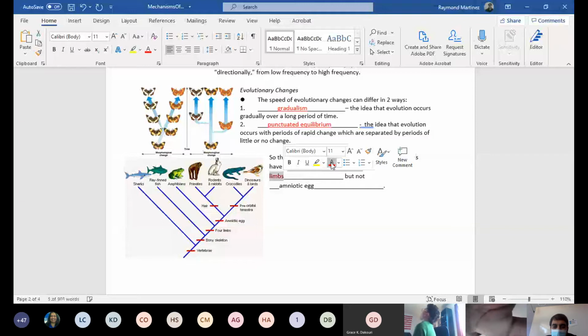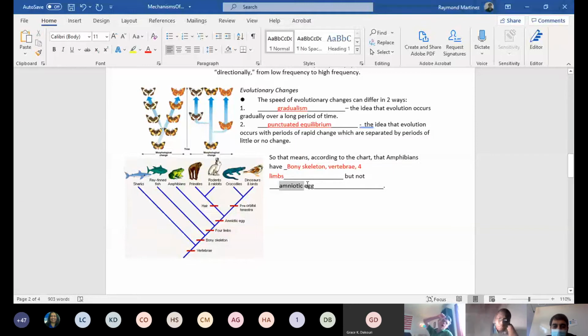So amniotic eggs are like what you cook for breakfast, right? Those hard shells that you crack and then you put onto your pan. That's got that sac and that yolk, all that stuff. So frogs and amphibians don't have that. Some of them have eggs, but they're not going to be that bony, crackly egg that you can cook over a stove.